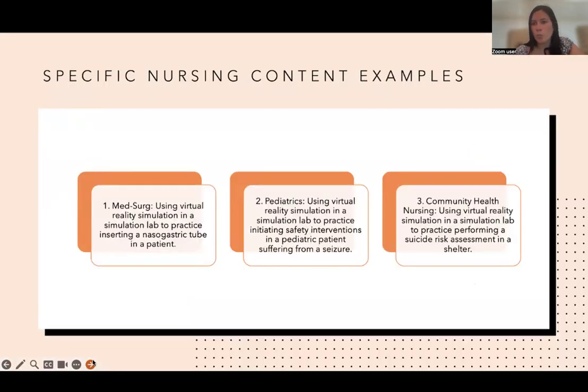There are many places we could use virtual reality in specific nursing areas. For example, one of them is in the pediatric world. We could use virtual reality simulation in a lab to practice initiating safety interventions in a pediatric patient suffering from a seizure.